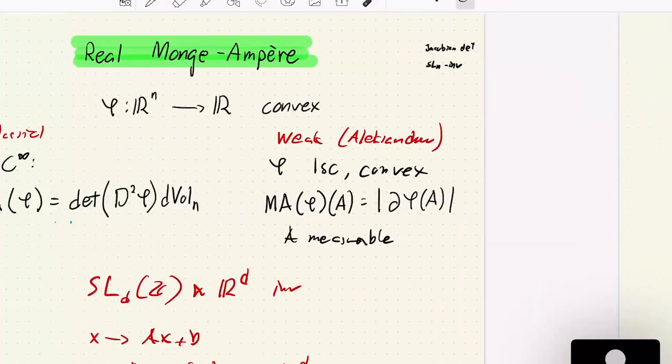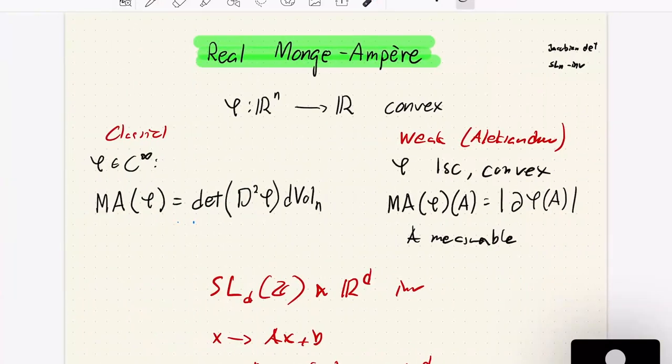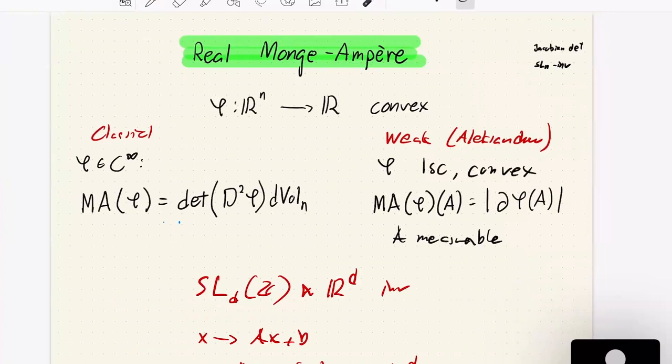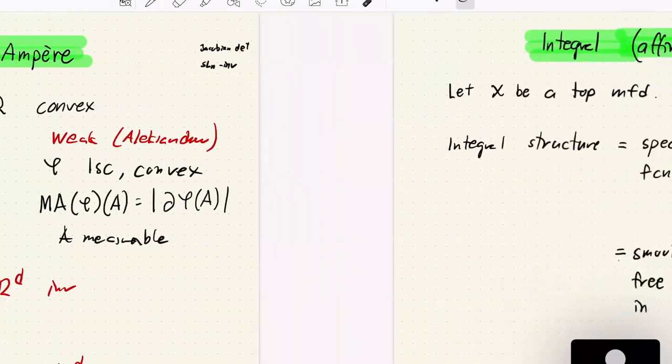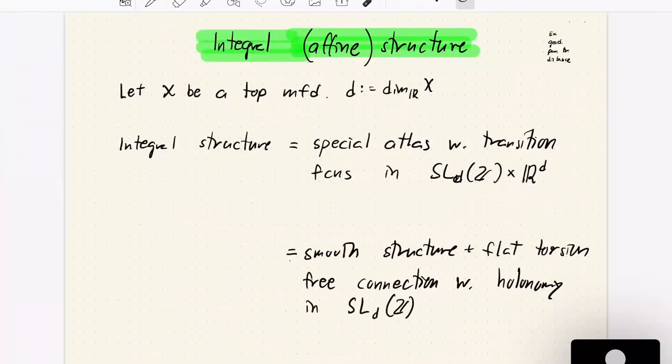So we cannot really talk about real Monge-Ampère equations just on smooth manifolds. We need some extra structure, and the extra structure we need is related to this group. It is an integral affine structure. If we have a topological manifold X, and d is the real dimension of X, then an integral affine structure is a special atlas on this topological manifold where the transition functions lie in this group. Equivalently, it's a smooth structure together with a flat torsion-free connection with holonomy in this group.